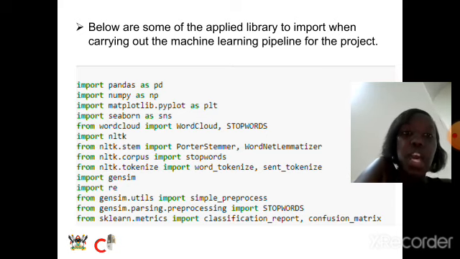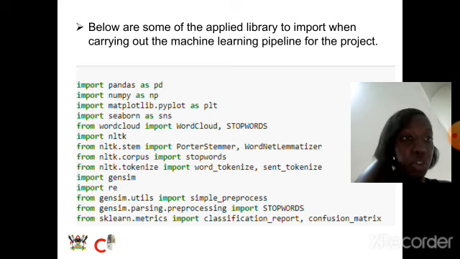And then for the NumPy, it is going to help us change some data into the required form. For the Matplotlib, it is going to help us with the plotting side, the plotting of the pie chart and the bar chart that you have seen. For the word cloud, it will help us generate the word cloud.